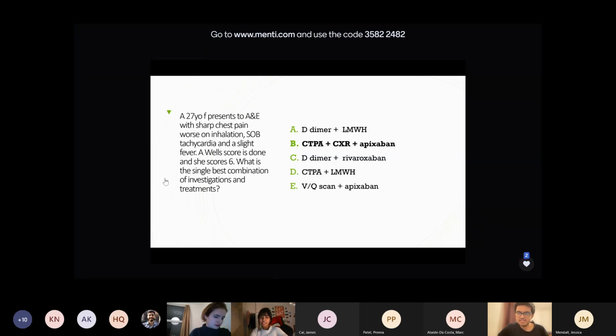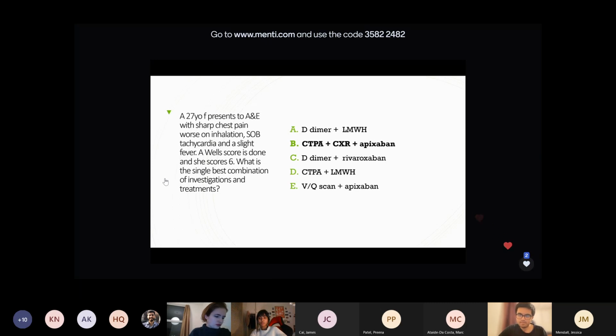I think 2 is for DVT, but for a PE it's 4. So essentially, if your score is above 4, you're basically saying that the PE is quite likely, so you're not going to waste time doing a D-dimer because that's probably going to be raised. So you just go straight to the CTPA or the VQ scan.